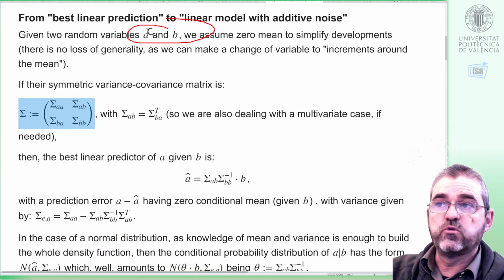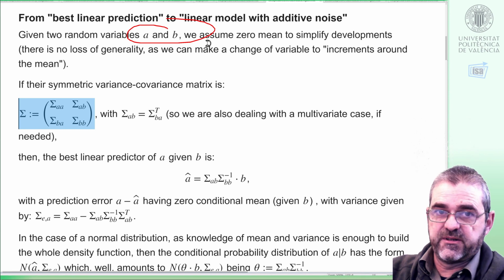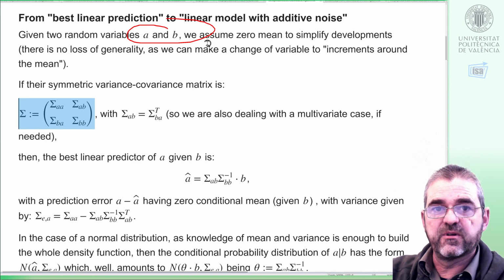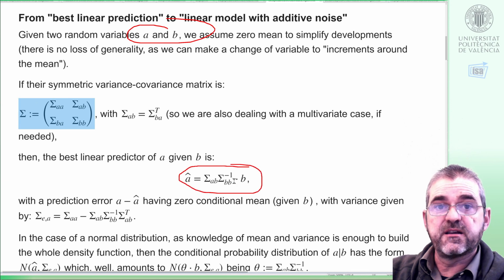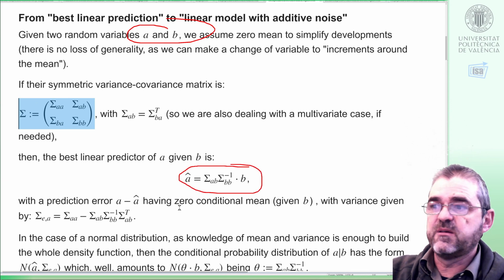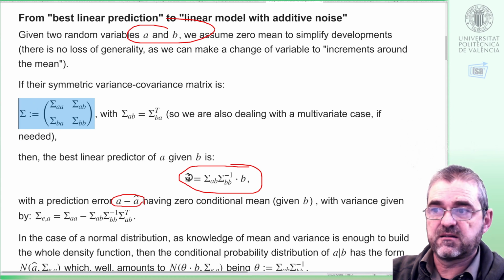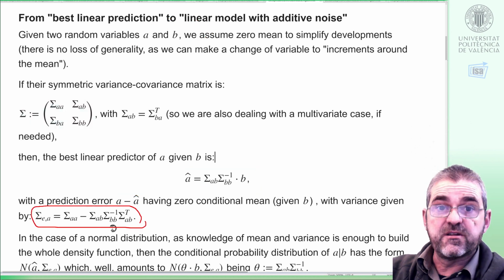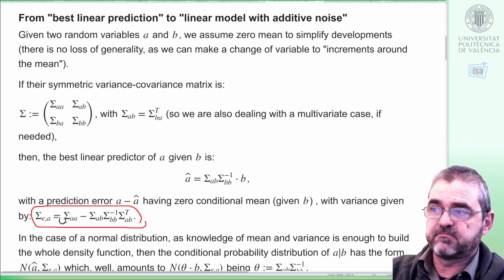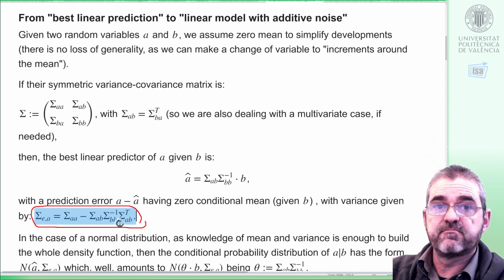If we have two random variables, we'll assume zero mean to avoid notational clutter, but we can think of incremental variables with respect to whatever the mean is. So if we know the covariance matrix, the best linear prediction, the prediction that minimizes the variance of the prediction error, A minus hat A, is this one: covariance times inverse of variance of information, and this minimum prediction error variance is given by this expression.